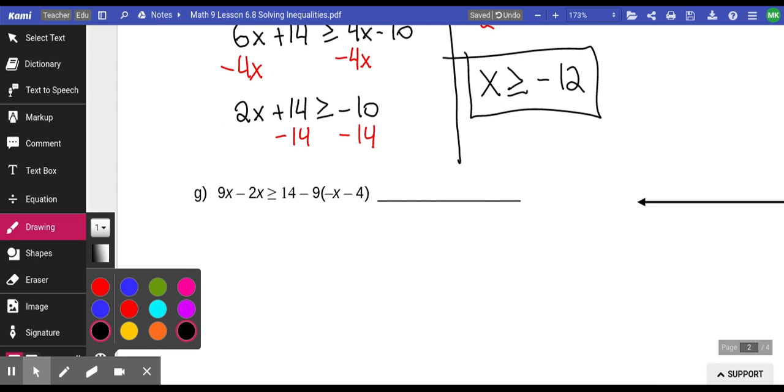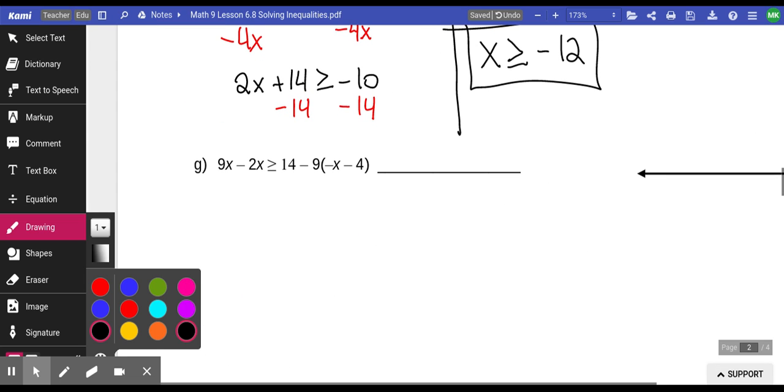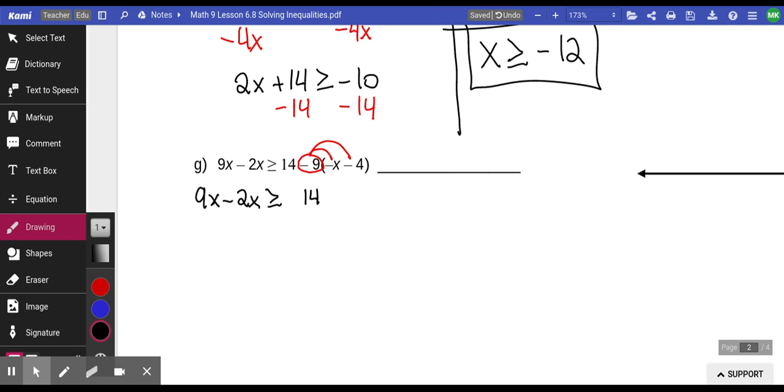Awesome. This one, I'm going to do it a little bit quicker. So if I look, I have brackets. I need to get rid of those brackets, so I multiply that -9 in. That gives me 9x minus 2x is greater than or equal to... sorry, +14. -9 times -x becomes +9x. -9 times -4 becomes +36.